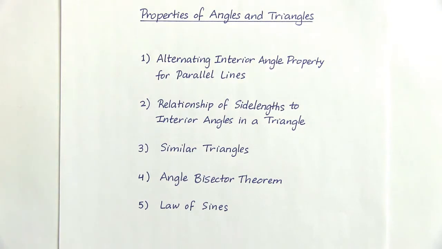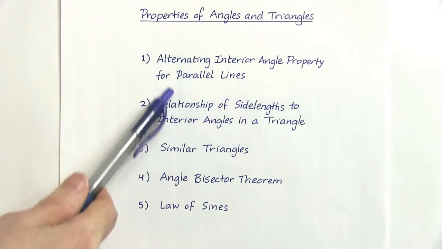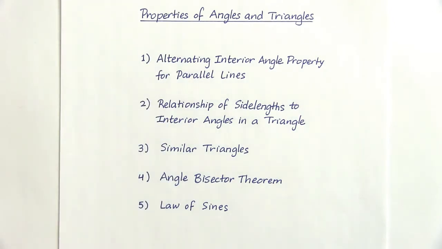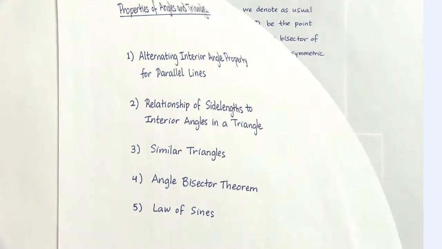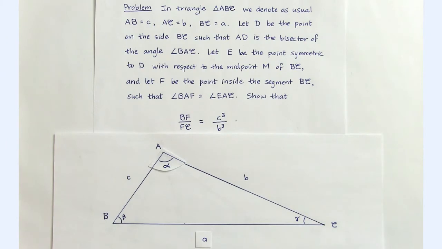Now that we've reviewed these 5 properties, we're ready to draw the triangle, understand what the problem is asking, and use these properties to solve the problem. Now that we have reviewed some of the properties of angles and triangles, we are ready to understand what the problem of the week is asking and then solve the problem.